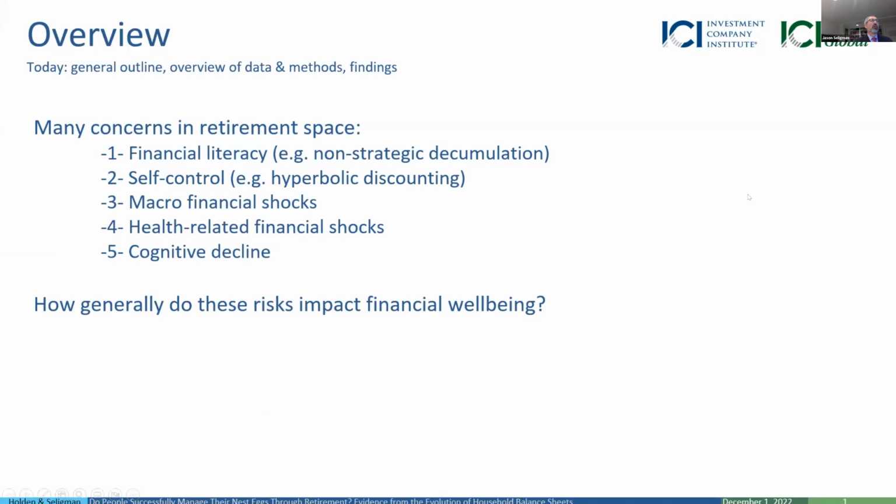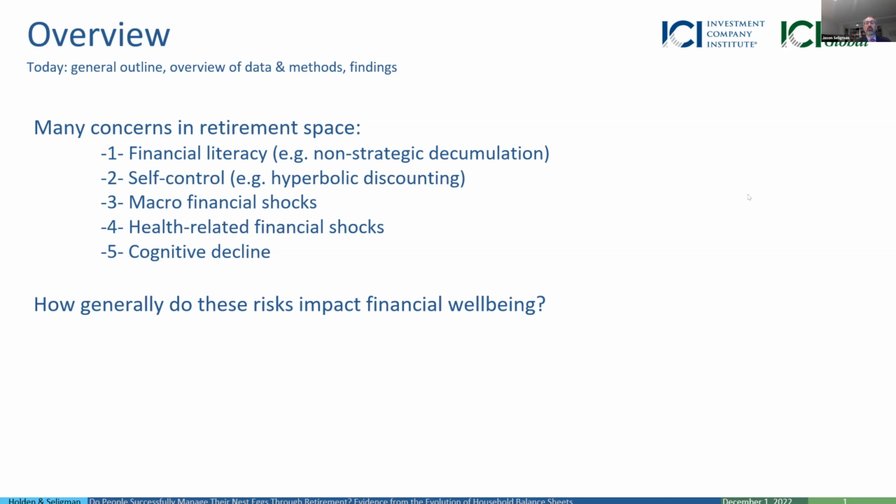There we go. All right, so just as an overview, there are many concerns in the retirement space. It's a multidimensional space, of course. One is financial literacy. We saw a very nice presentation on choice architecture in the last session. And specifically in this context, is there such a thing as non-strategic accumulation? Do people just willy-nilly spend down their assets? Then there's self-control.